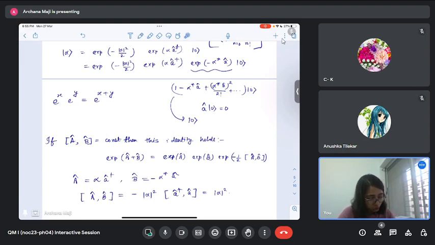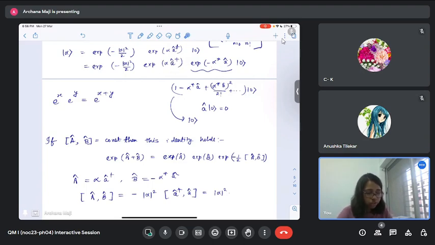But if you have operators, so here we have operators in the exponent, we can't just write it as exponential of three terms, right? Product of three exponentials. So you can't just write exponential of alpha A dagger minus alpha star A minus mod of alpha square by 2. You can't do this because these operators do not commute.